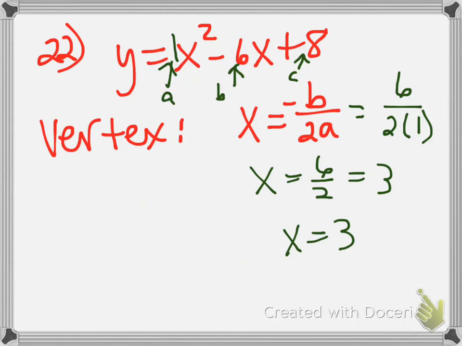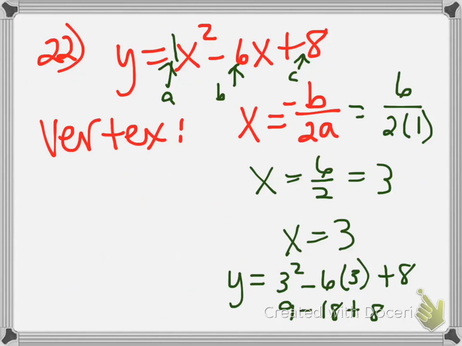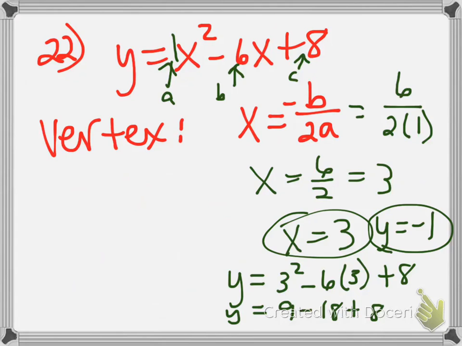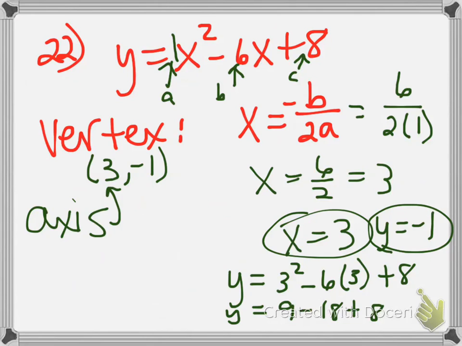To find the y value, we're going to plug 3 into the equation that was given to us originally. So that's going to be 9 minus 18 plus 8. So that's 9 minus 10, which is negative 1. So the x value is 3, the y value is negative 1. So my vertex is (3, negative 1). And the axis of symmetry is the exact same as that x value. So the axis of symmetry is 3.